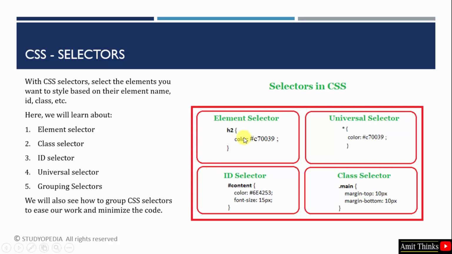You can select based on their element name, their ID, their class, or you can also style all the elements using the Universal Selector, and with that you can also group the selectors. Here we will see these 5 types with examples. Let us start with the element selector.